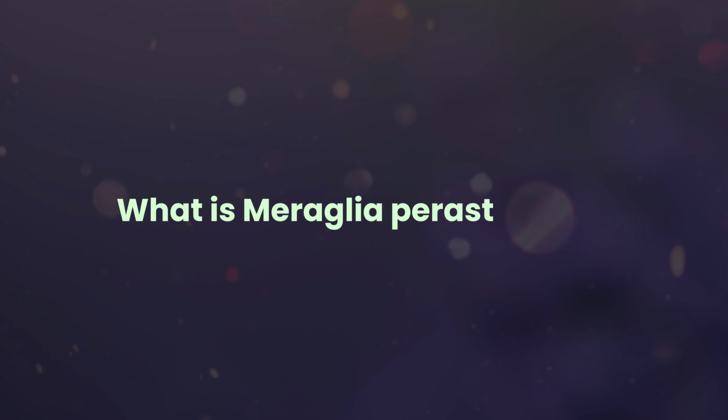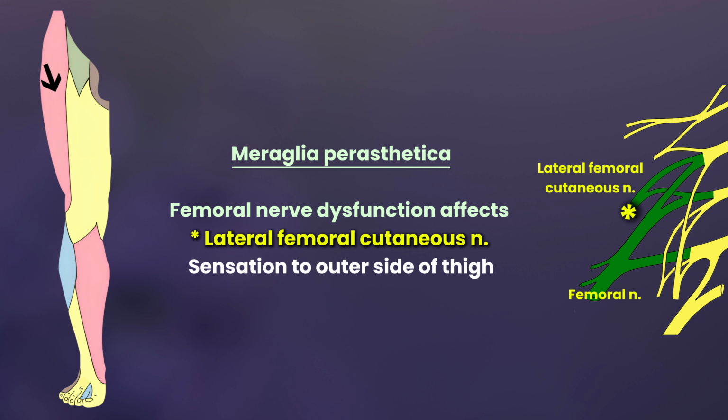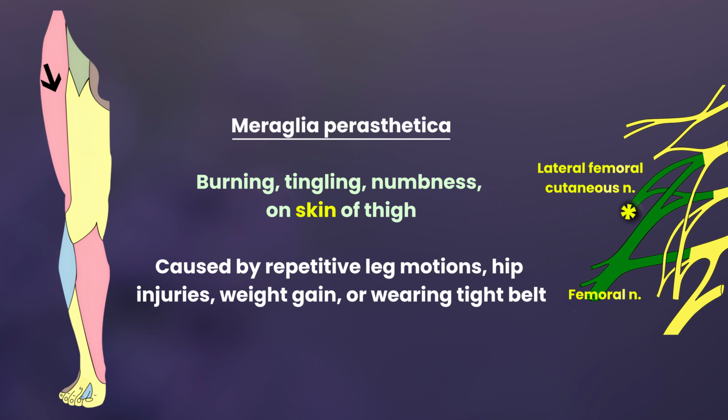What is meralgia paresthetica? Meralgia paresthetica is a type of femoral nerve dysfunction that affects the lateral femoral cutaneous nerve. This portion of the femoral nerve gives sensation to the outer side of the thigh. The symptoms of meralgia paresthetica include burning, tingling, or numbness, specifically on the skin of the thigh. This type of femoral neuropathy is usually caused by repetitive leg motions, hip injuries, weight gain, or wearing a tight belt.